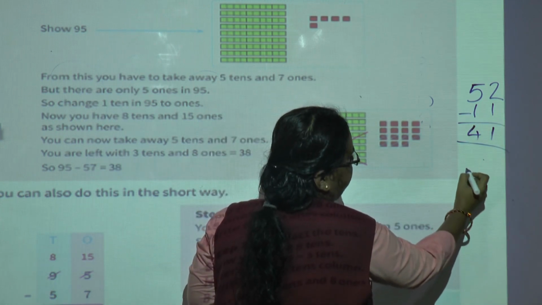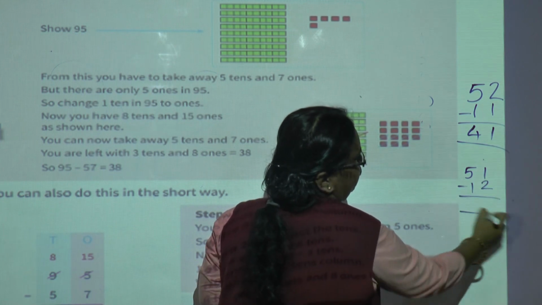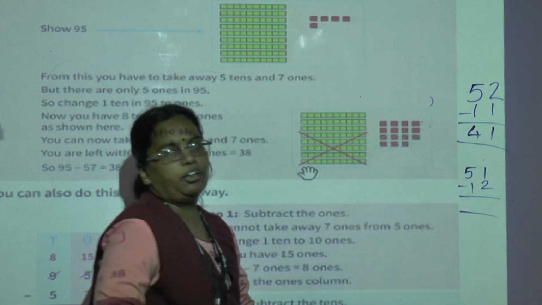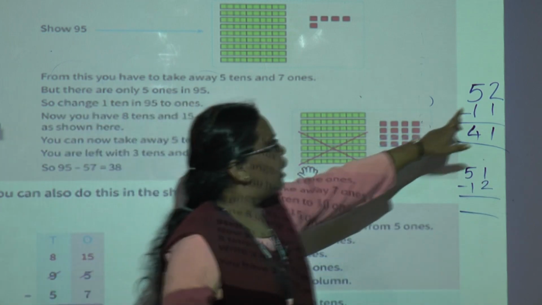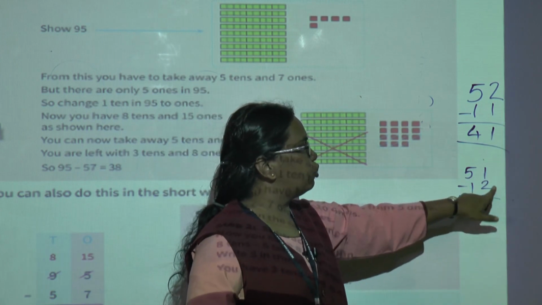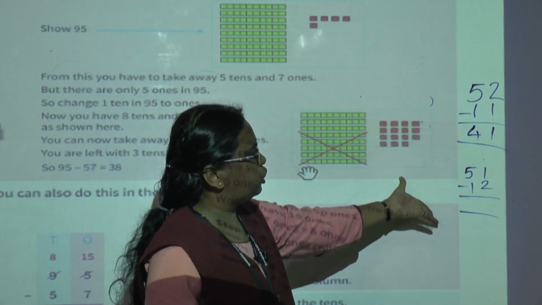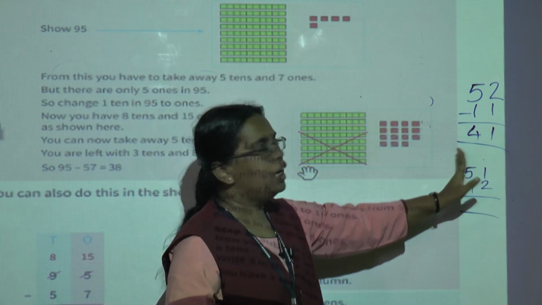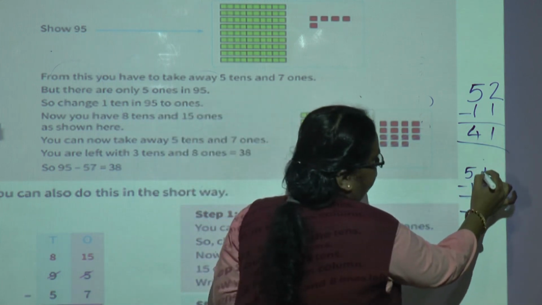But if it is like this, how will you do? Now suppose if it is in this way, how will you do? This 1 will not go from 2, as here 2 will go from 1, so 1 remains. But 1 minus 2, will it work? No. So for this what do you want to do? For this you want to borrow from the next number. Now in this way you will do.